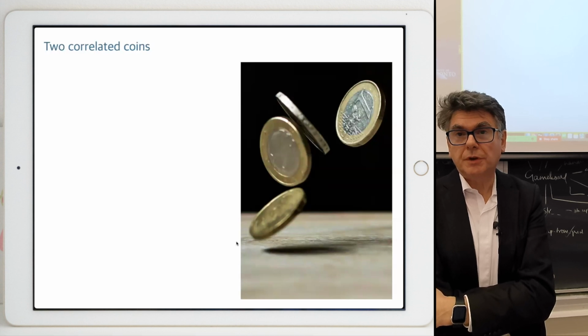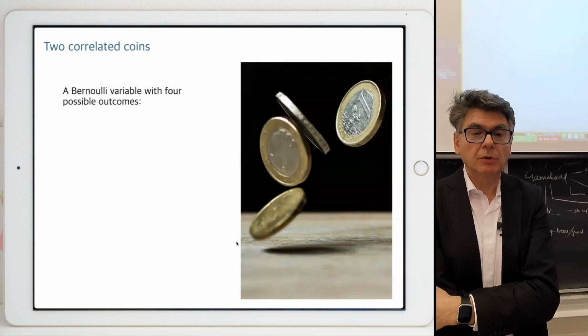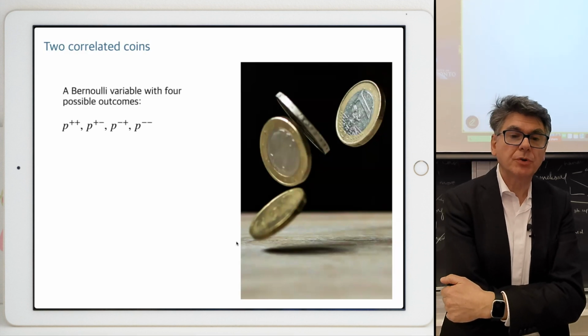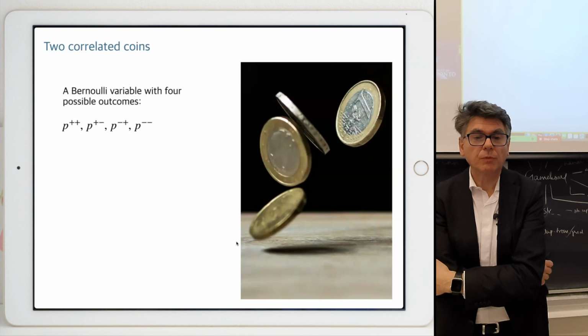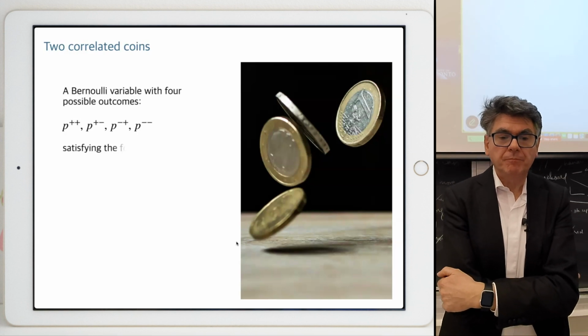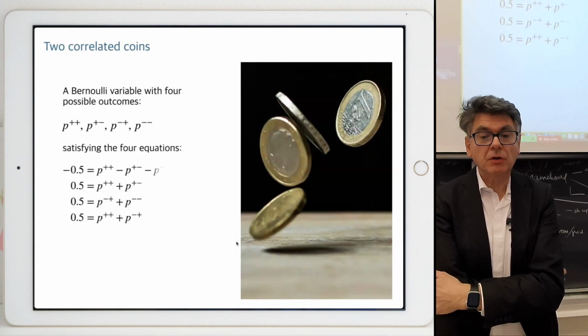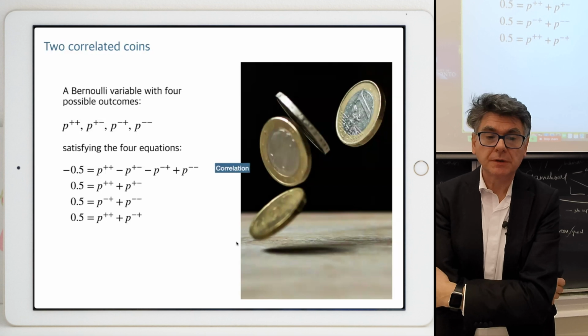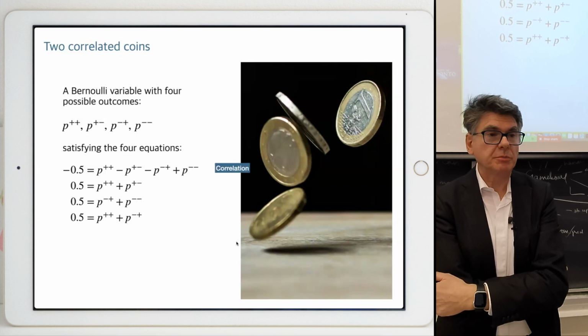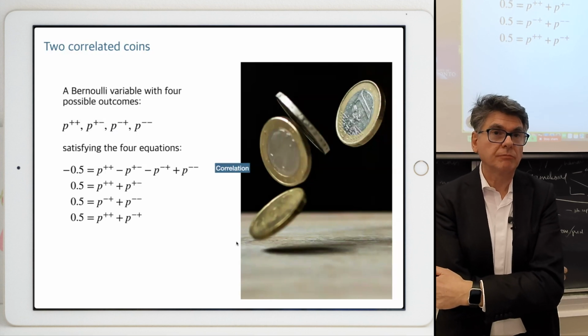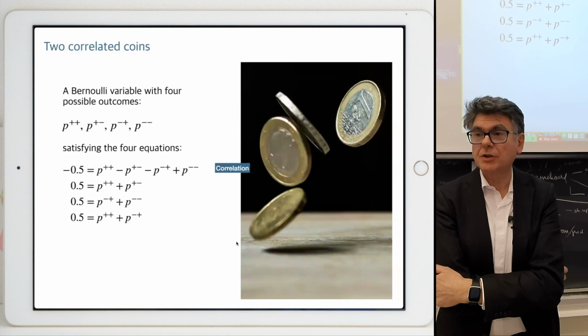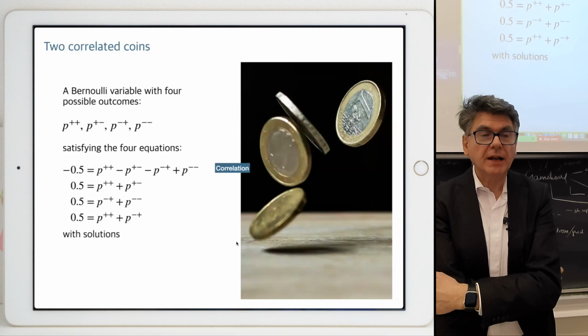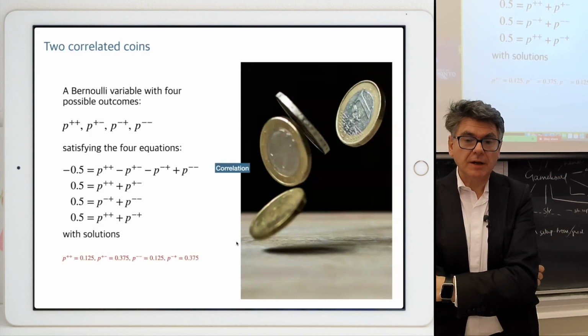I start with the correlated coins, 50%. We did the example already, but this is a Bernoulli experiment with 4 outcomes. And they need to satisfy the correlation equation, which is the first one, and then the marginal distribution equations, which are the other 2. And the answer to that is 37.5, 12.5, 12.5, 37.5.